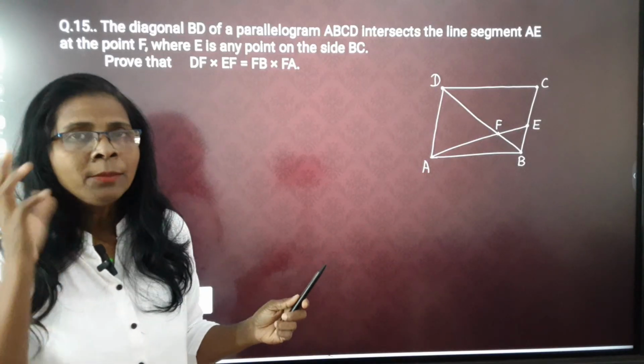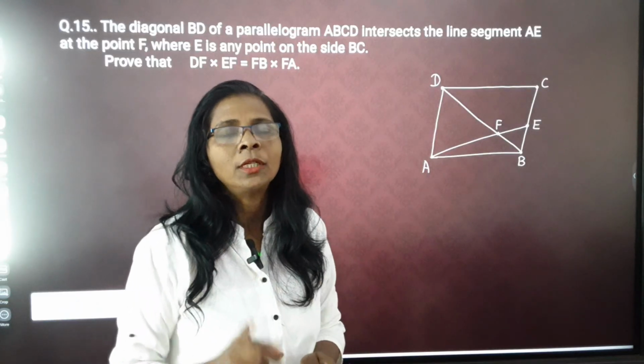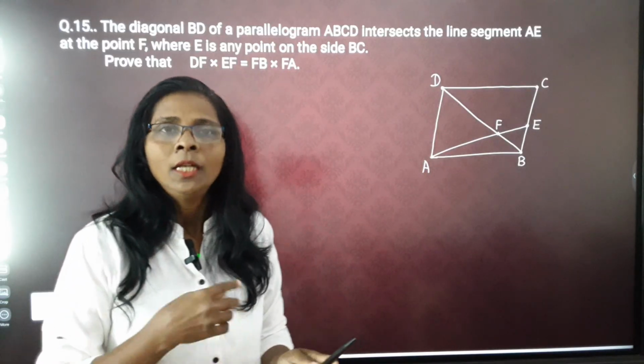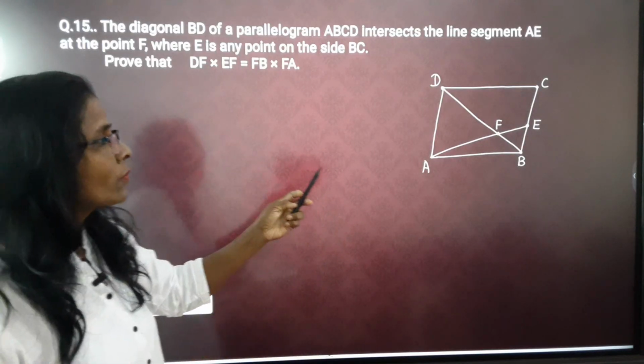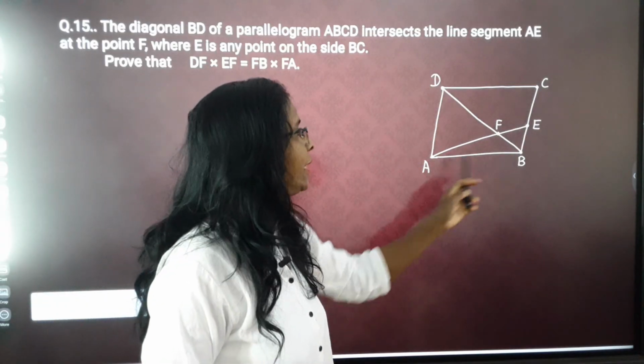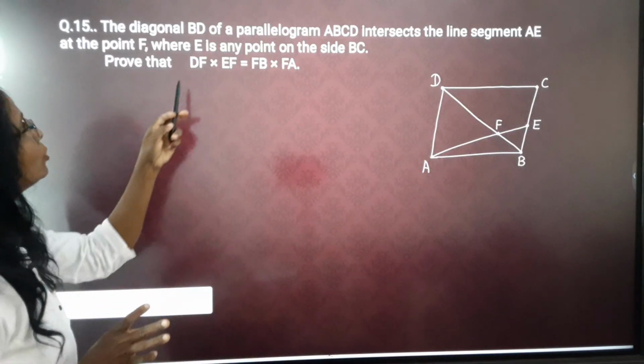So we remind that the opposite sides are parallel to each other, equal to each other. Now here the line segments BD and AE intersect at the point F. And we have to prove this one.